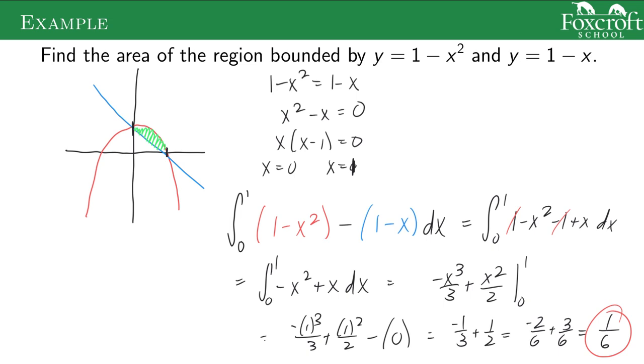So I know it starts at 0 and ends at 1, so I can plug in like 0.5. 1 minus 0.5 squared is 0.75. 1 minus 0.5 is 0.5. So that tells me that this function's on the top because it's a bigger number. So that's another way you can figure out which function's on the top.